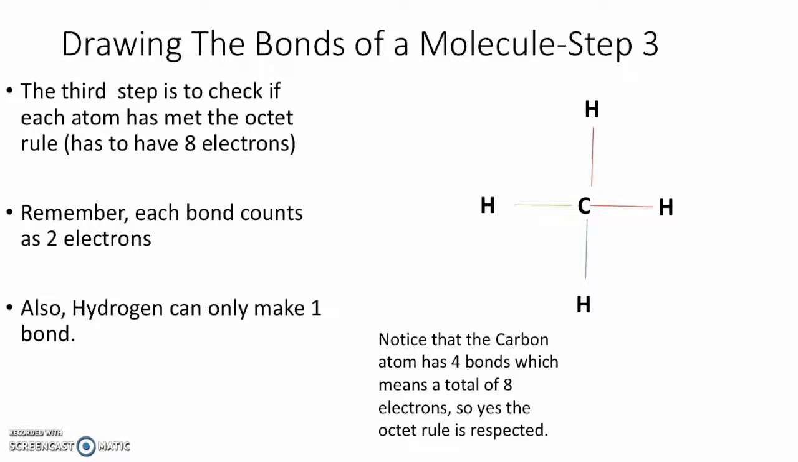So if you have a look at the structure we have right away, the carbon has 4 bonds. 4 bonds, 2 electrons per bond, means that carbon has 8 electrons. That means that carbon's octet rule is fulfilled. That's good. The octet rule for the hydrogens is also met because hydrogen, like we said, can only have 1 bond, and each of the hydrogens has 1 bond. Now, it's totally possible when we do other examples that the octet rule won't be met right away. And so what do you do?